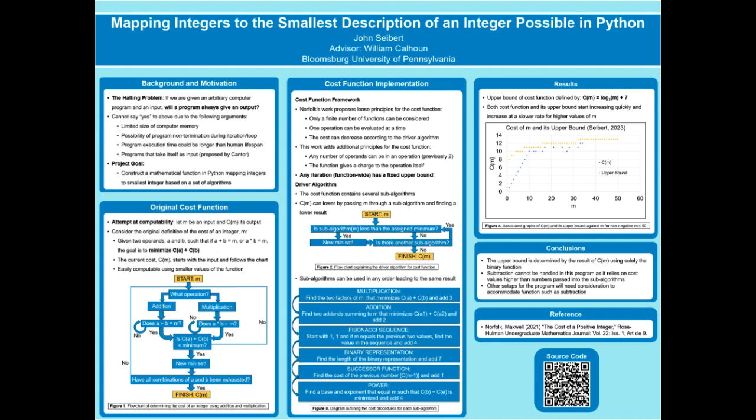I built a framework on 5 basic principles, 3 of which come from Max Norfolk's 2021 paper, and 2 of which I came up with for my research. It is also worthy to note that any iteration that we have must have a fixed upper bound. So the driver algorithm explained in figure 2 shows how the sub-algorithms change the cost. And we can also see in figure 3 that sub-algorithms can be in any order, leading to the same result.